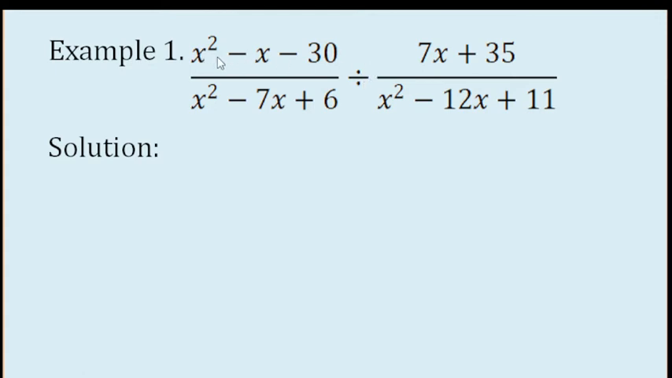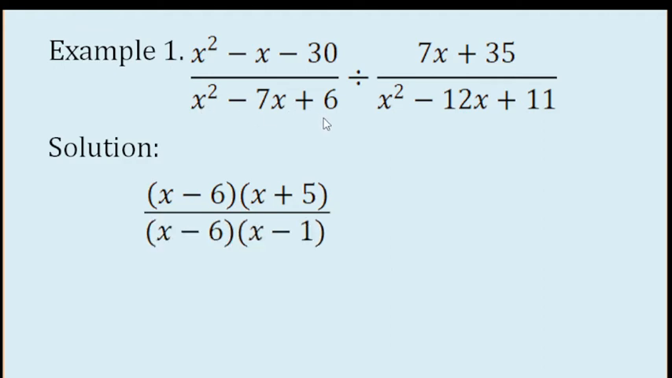First we will factor x squared minus x minus 30. The factors are x minus 6, x plus 5. Then we'll also factor the denominator, x squared minus 7x plus 6. The factors are x minus 6, x minus 1. Now, we will change it to multiplication.